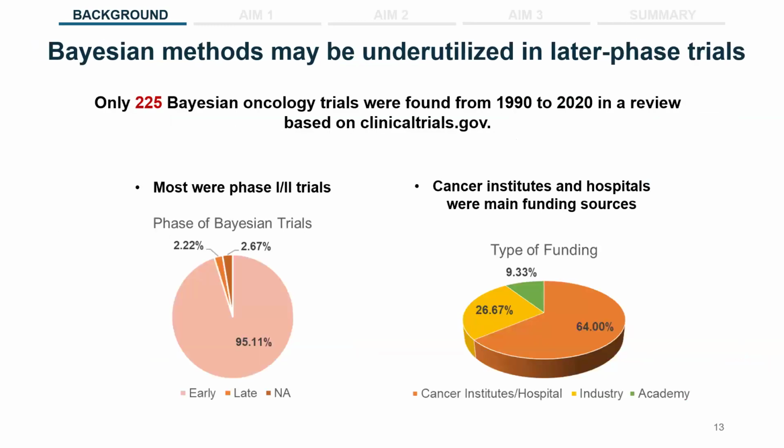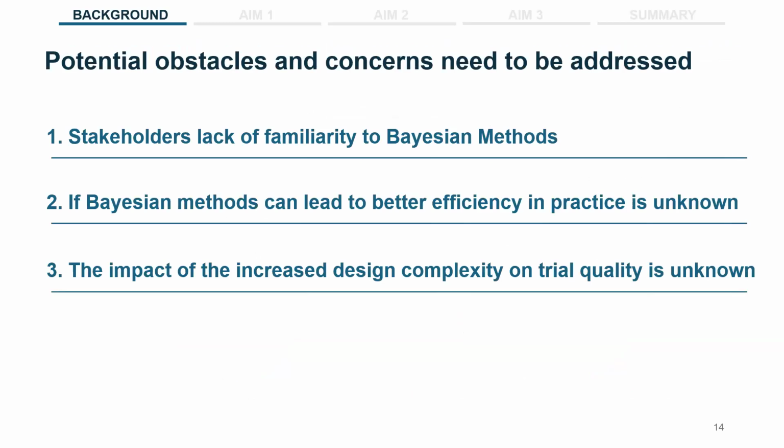Despite these advantages, Bayesian methods may still be underutilized, especially in later phase trials. A review based on clinicaltrials.gov records showed that only 225 Bayesian oncology trials were found from 1990 to 2020. And most of them were phase 1 or 2 studies, with cancer institutions and hospitals being the main funding sources. So why is that? Here are some potential obstacles and concerns of using Bayesian methods.